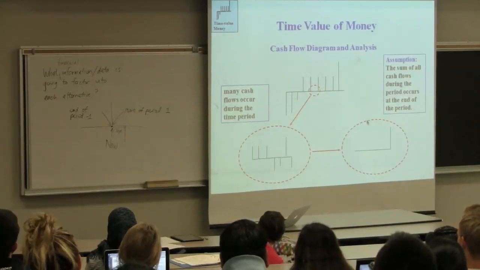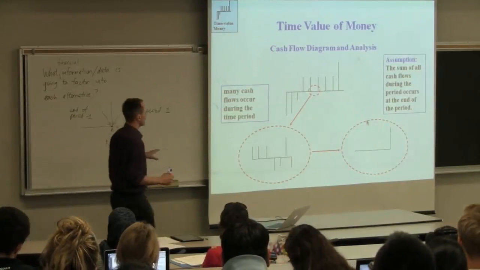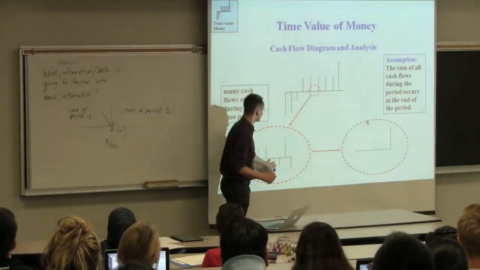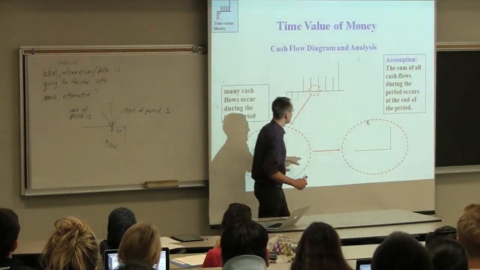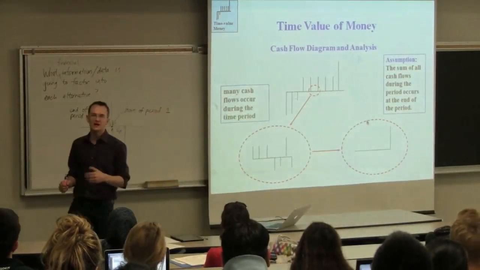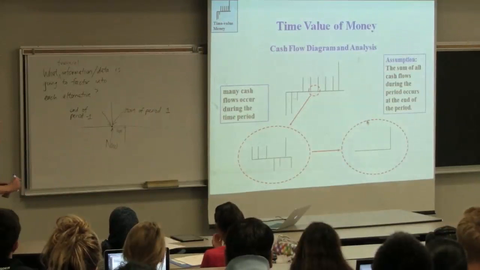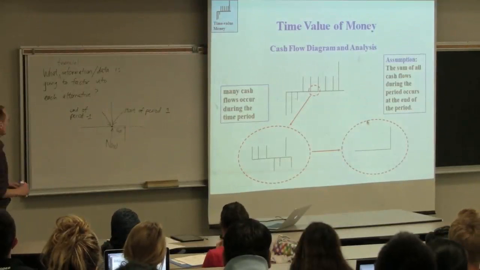It doesn't look like a fair diagram. We're ignoring the fact that multiple transactions take place during the month. So there's multiple inflows and outflows, but we're just going to show the net result of it at the end. We're not too concerned with the day-to-day operations that take place. We're only going to be concerned with the net value at the end of the period.